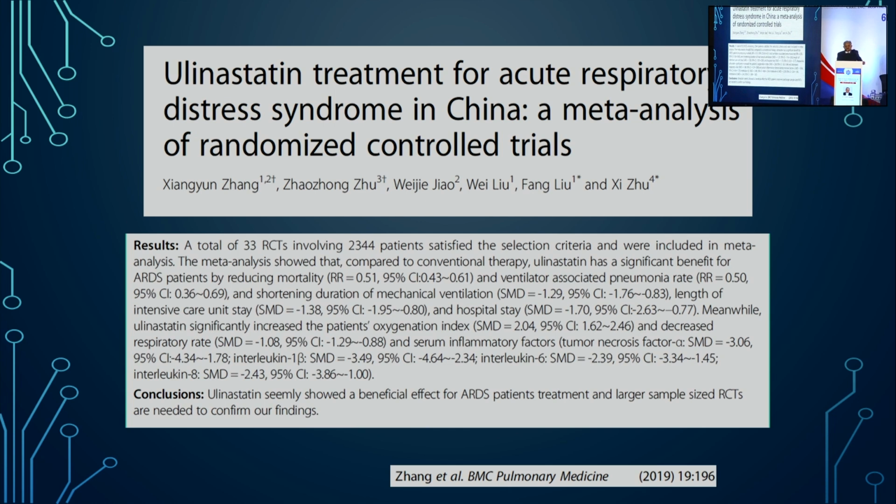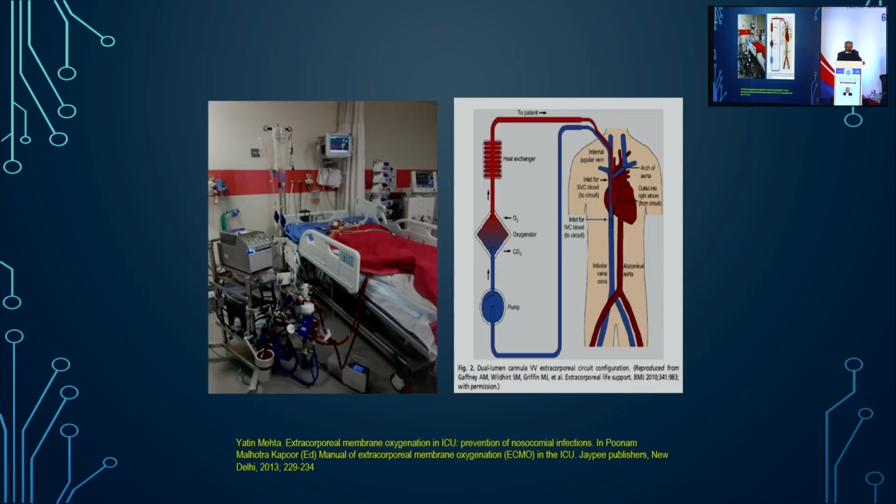I use ulinastatin quite a lot in septic patients. I have shown it does reduce inflammatory markers, and it may improve organ function, but I think it still requires more validation. Coming to the final part, the patient is still in refractory hypoxemia in ARDS, what does one do?